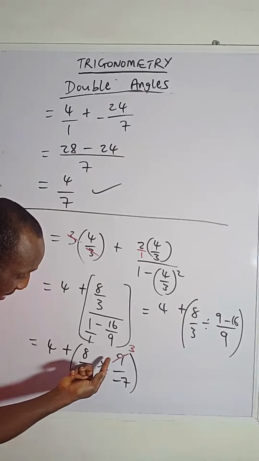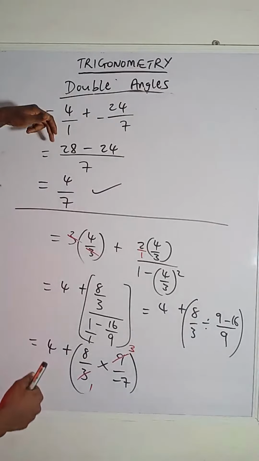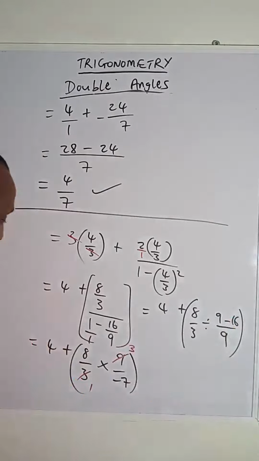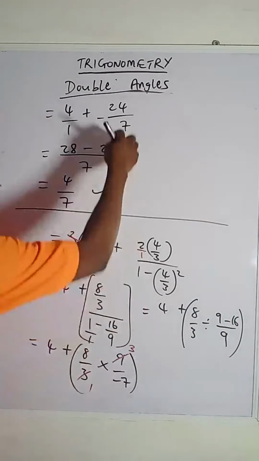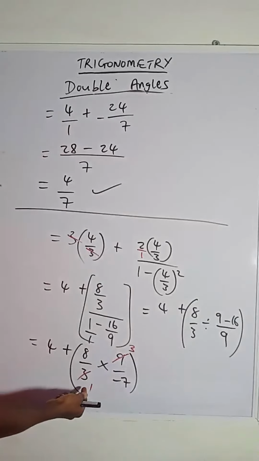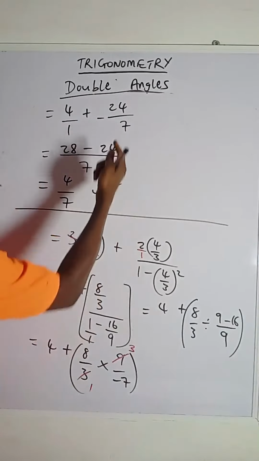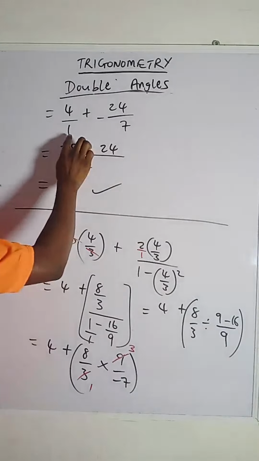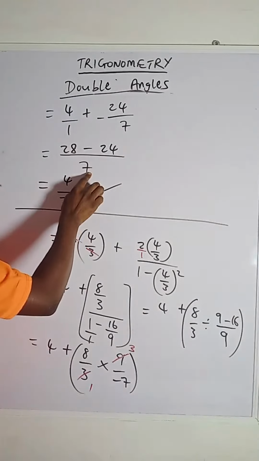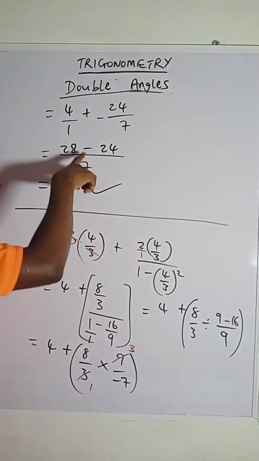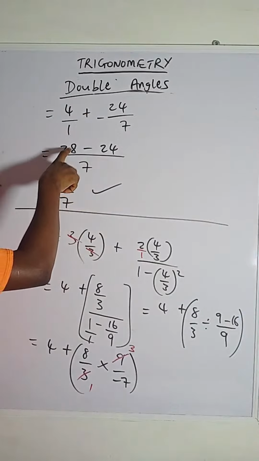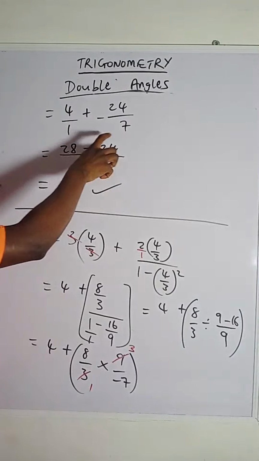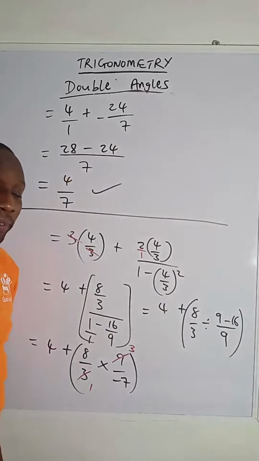So I have 8 times 3, which is... where am I? 8 times 3 is what? 24, rather. And then you have negative 7 here, but the minus, you can push it up here. The LCM of 1 and 7 is 7, all right? 1 into 7 is 7. 7 times 4 is 28. 7 into 7 is 1. 1 times 24 is 24. 28 minus 24 is 4, and then over 7.